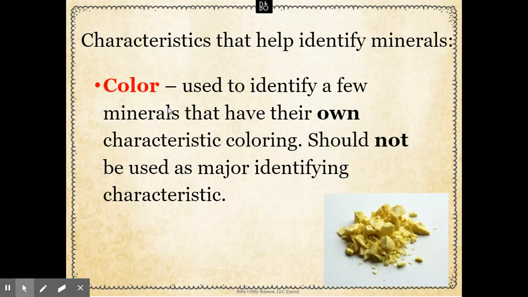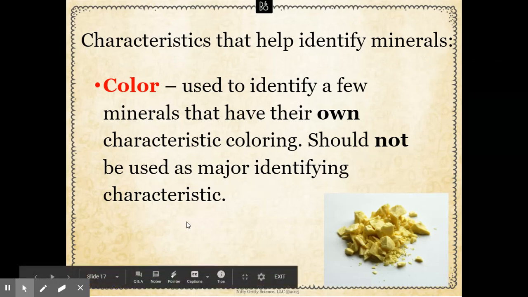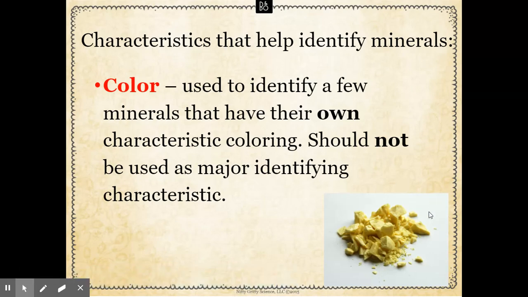Now the ones we can really test and what you are going to be required to write in your procedures, which is the third assignment on this absent student day. So the first thing is color. It's used to identify a few minerals that have their own characteristic coloring. This should not be used as a major identifying characteristic. So for instance, this is the mineral sulfur, and we have some in class we can show you. And because it is bright yellow like SpongeBob, we're able to identify the sulfur mineral easily. But when it comes to quartz, a lot of them are white. So that makes it really, really hard to identify just based on color.